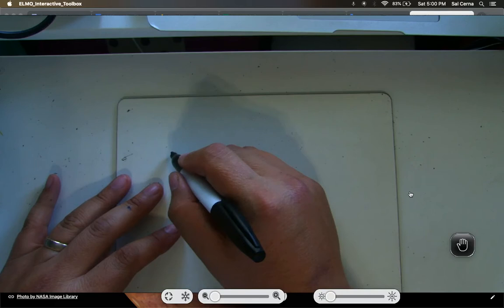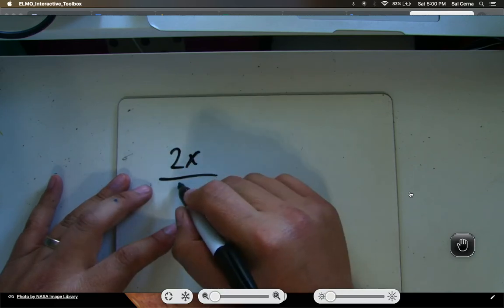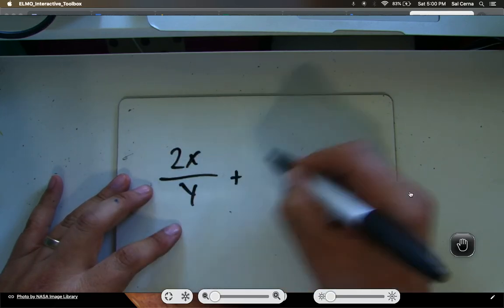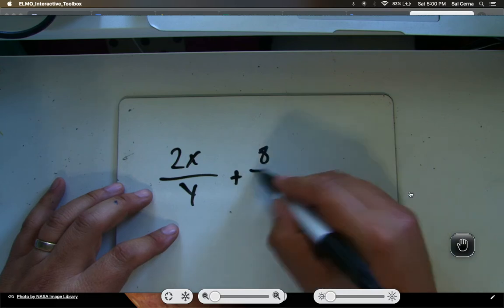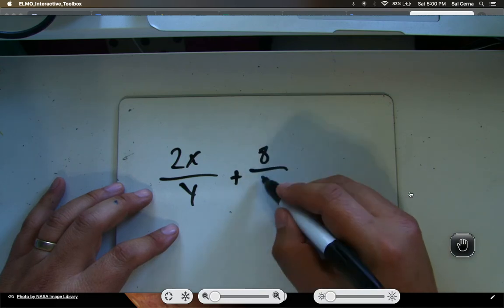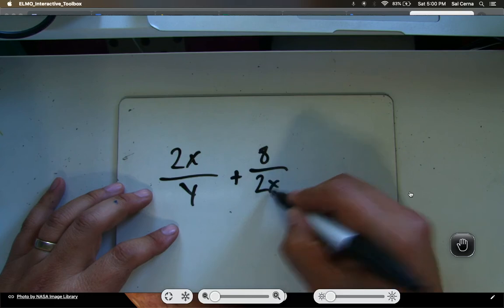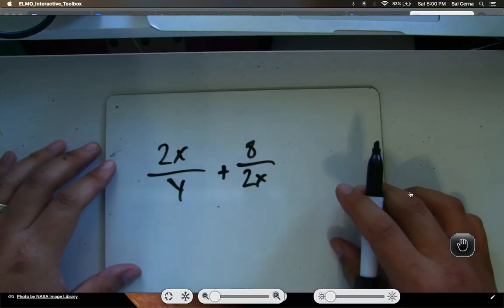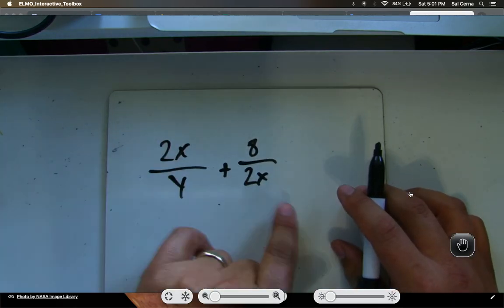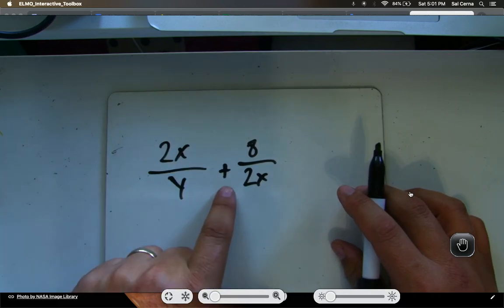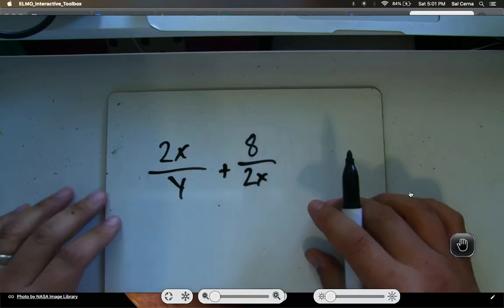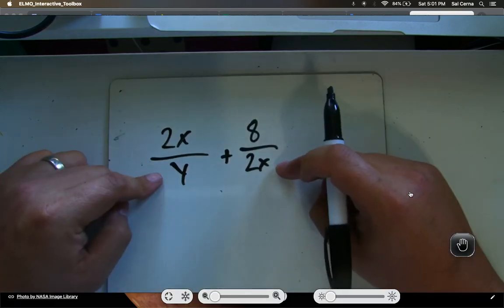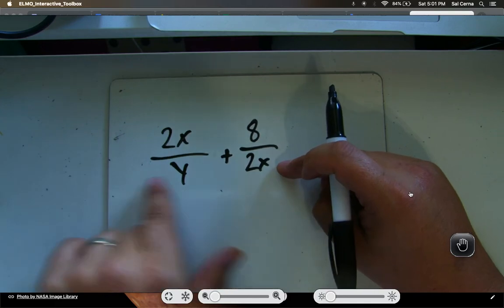One last one, just to show you different variations. Let's say we have 2x divided by y plus 8 divided by 2x. First thing you're probably going to want to do is simplify across. Remember, we're not multiplying, we're adding, so we have to be careful with that. Again, are the denominators identical? No, they're not. So I multiply across.